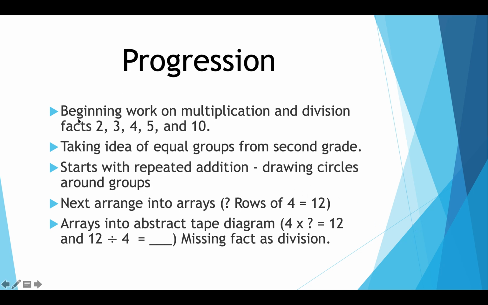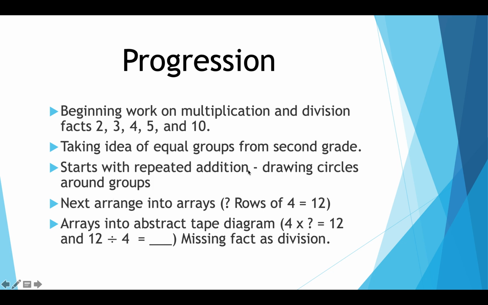The progression of the mission is they jump right into the facts 2, 3, 4, 5, and 10, looking at those in a variety of ways. They take the idea of equal groups from second grade. The second grade teachers towards the end of the year do have a mission where they introduce equal groups. You might visit with the second grade teachers, sending students to your class, to see if they in fact got to that and if they were able to spend an adequate amount of time on it. That might guide you in how much time you need to spend on that fact. It is an important fact.